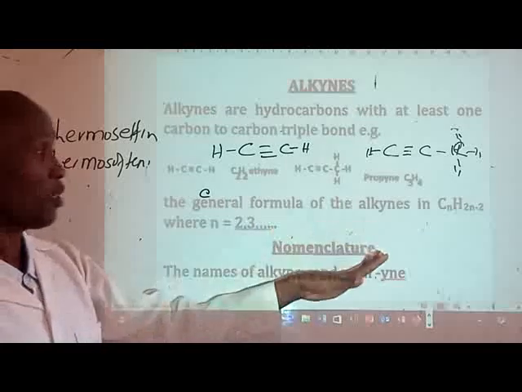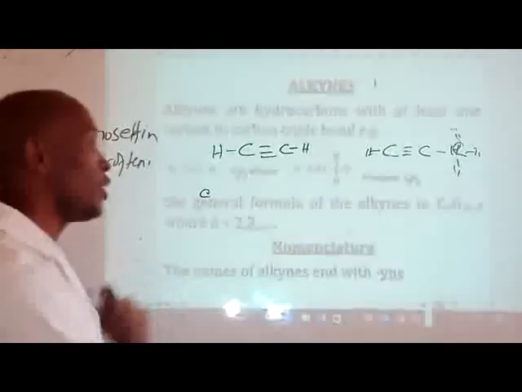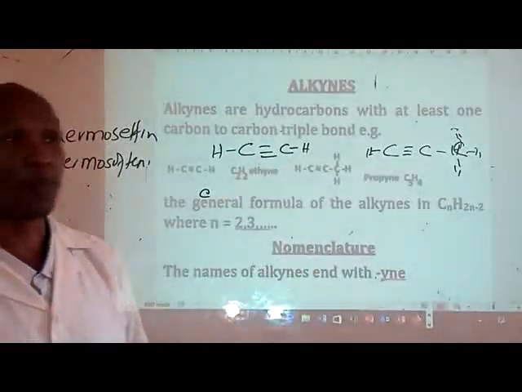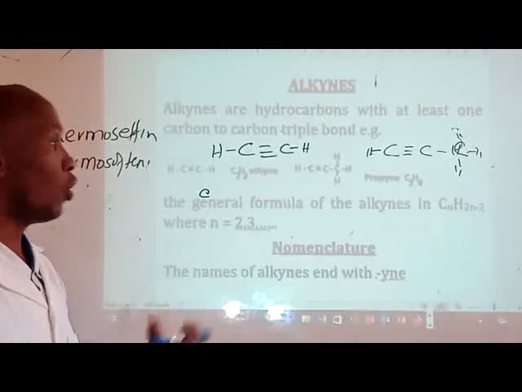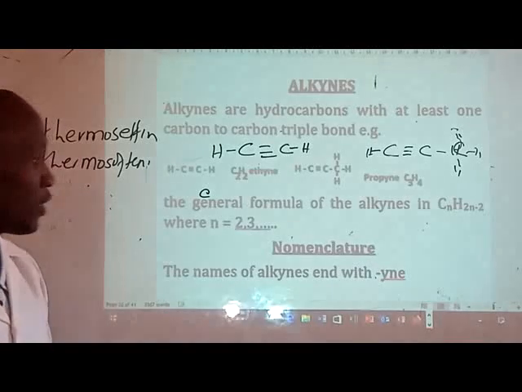So when you get to the third one, that is butyne, you must specify where the triple bond is. So you must either talk of but-1-yne or but-2-yne, because there is ambiguity by just saying butyne.